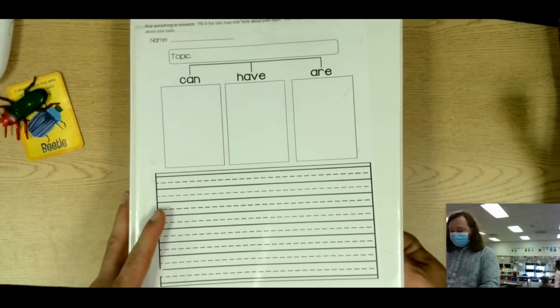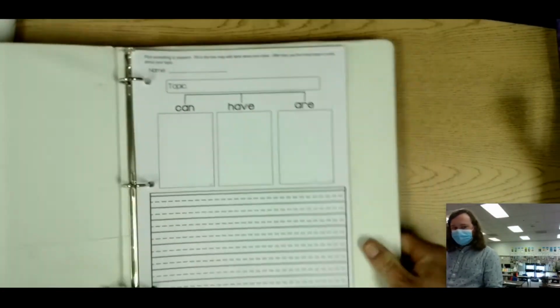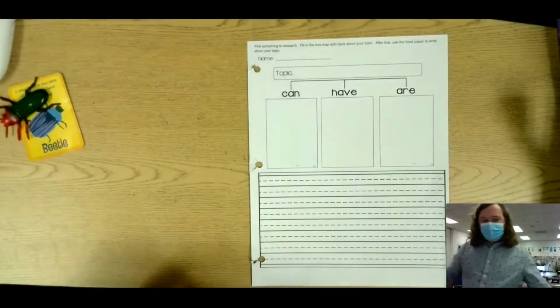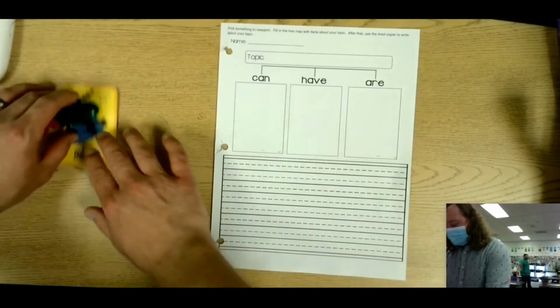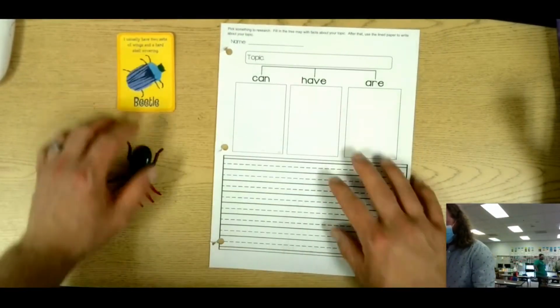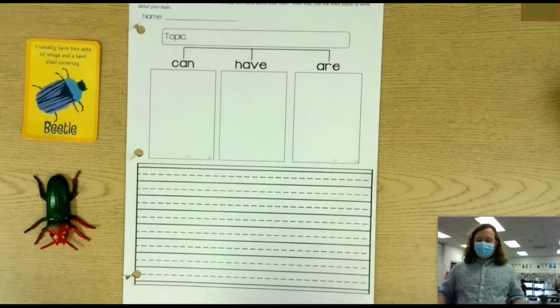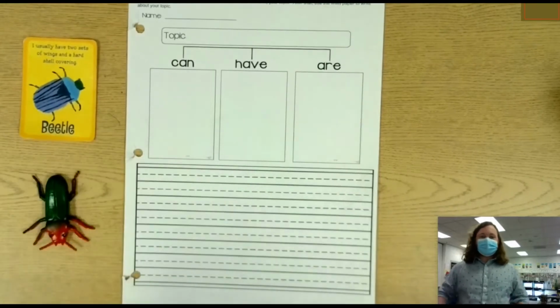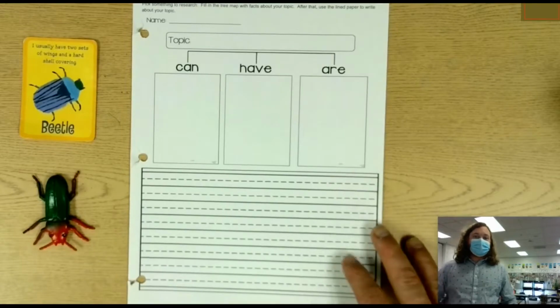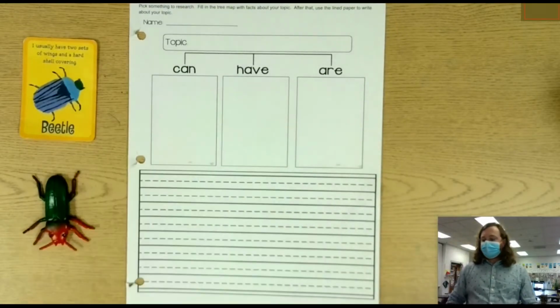Now, I'm going to tear a piece of paper out of my folder. This is just my folder that I keep all of my tree maps in to keep them organized. Come over here, tear it out. And now I am ready to write. All right, now we picked our bug out, which is the beetle. So now it's time for us to complete our exit ticket, our tree map.